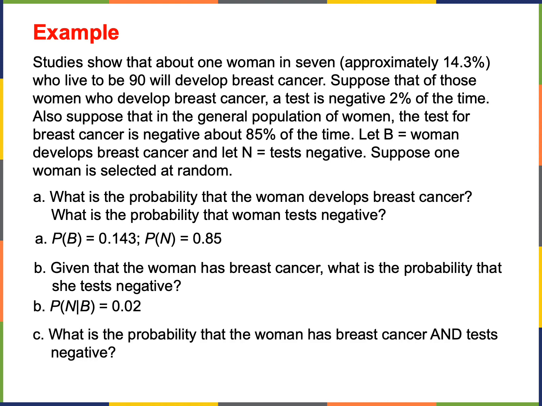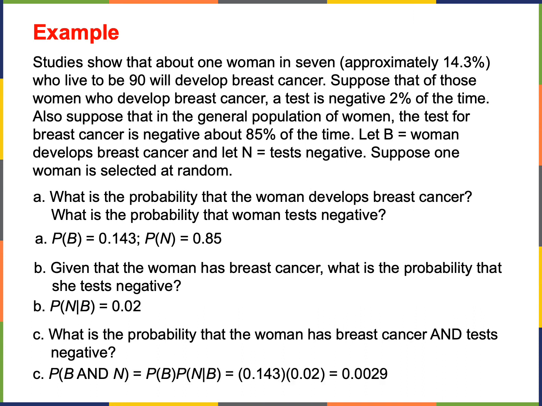And then C, what is the probability that the woman has breast cancer and tests negative? So remember, it's an and, P of B and N. So that's our multiplication rule right there. P of B and N is P of B times P of N given B. So we have all that information. We have 0.143 times 0.02. So that's our probability of both of them occurring.